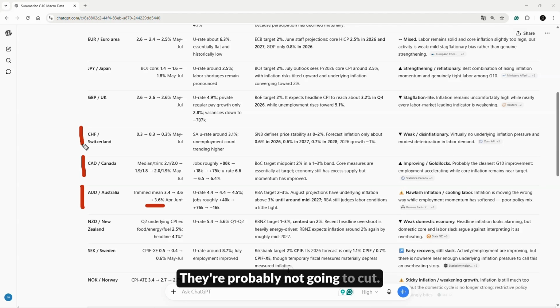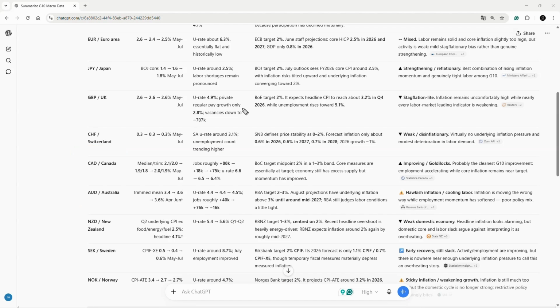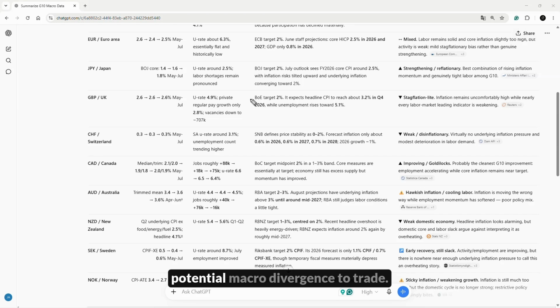They're probably not going to cut, but what they want to do is definitely keep interest rates as low as possible, which right now they're sitting at 0% in Switzerland. The lowest interest rate across the board, making the Swiss franc a very nice candidate to potentially use to short against currencies that could be more attractive. And just like that, we found a potential macro divergence to trade. Hawkish against dovish. That's the Canadian dollar against the Swiss franc and the Australian dollar against the Swiss franc.